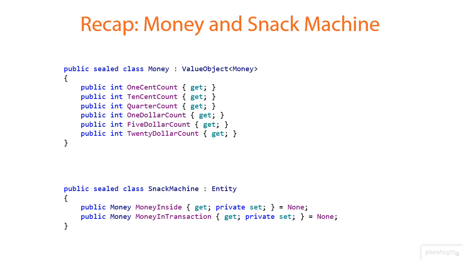Also note that the snack machine entity contains not as much logic compared to the money value object. All it does at this point is delegate most of its operations to the money class. This is another good practice I mentioned earlier. Always try to delegate as much logic as possible from entities to value objects. Value objects are easier to maintain because of their immutability.